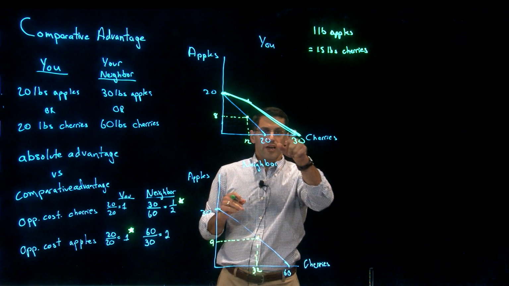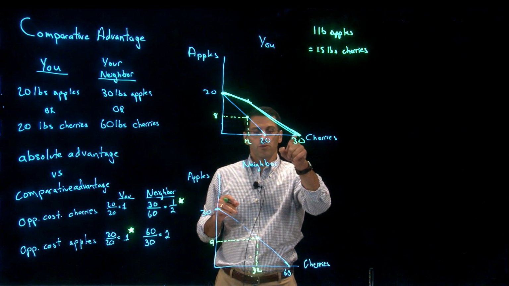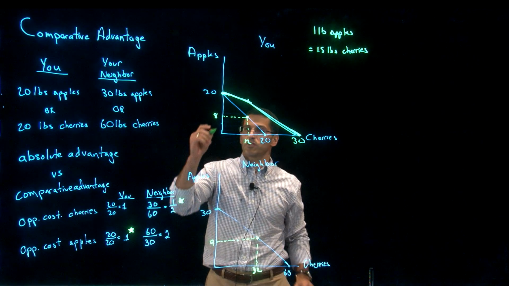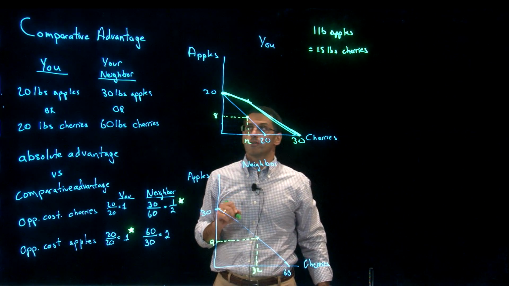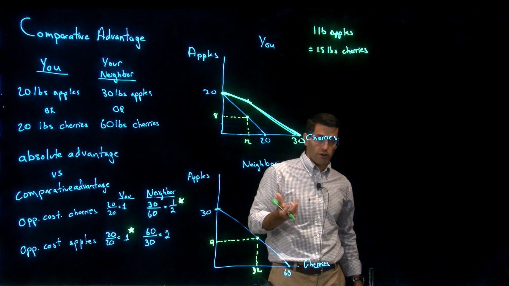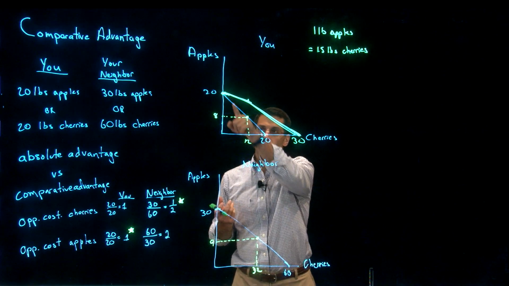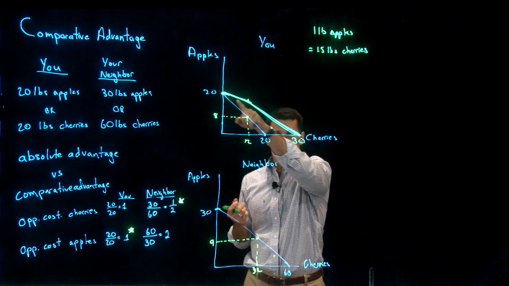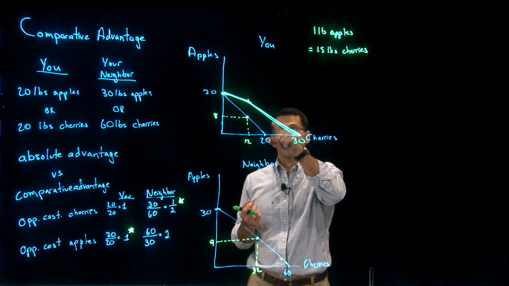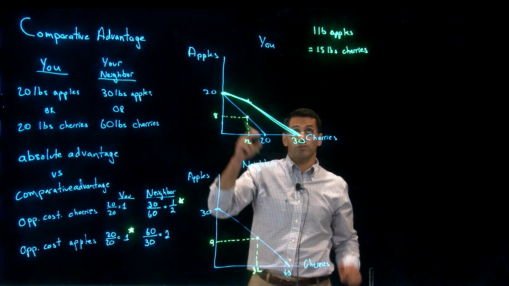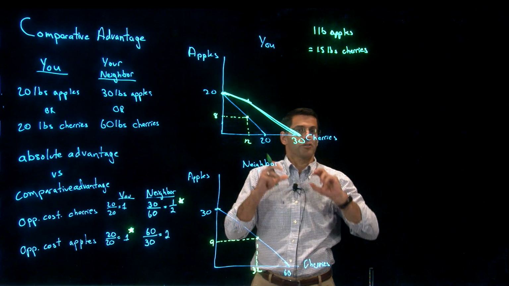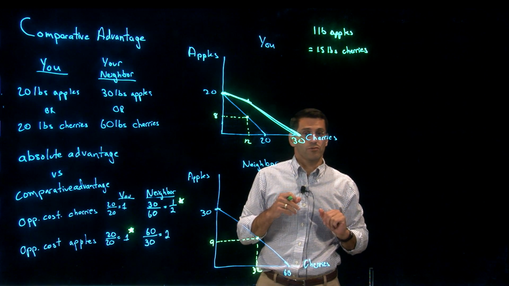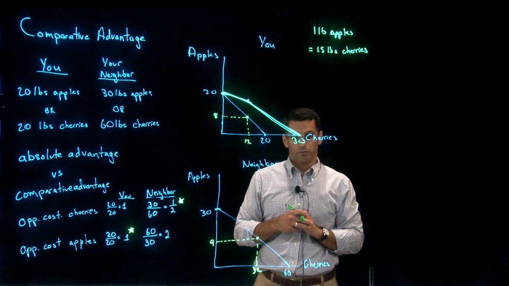So this line here, this is what we would call our trade line. Right? So I'm going to specialize. I'm going to produce here. I'm going to pick 20 pounds of apples and no cherries. But now I can trade with my neighbor anywhere along this line. And this line, again, is given by taking those 20 pounds of apples and multiplying by that relative price. Right? I get 1.5 pounds of cherries for each pound of apples.